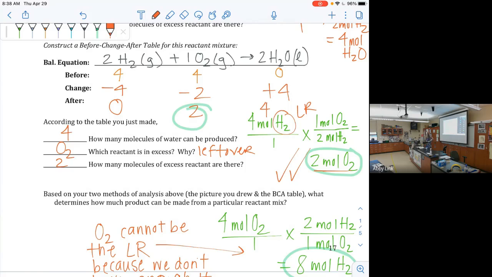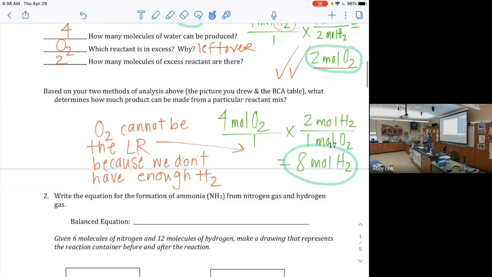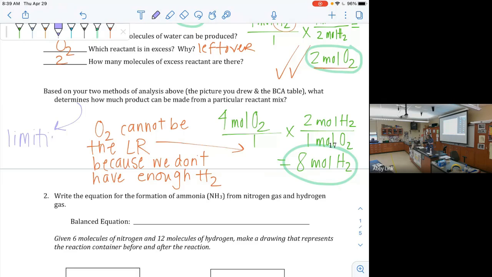Okay? What you might notice is that this matches what we use in our pictures, right? That's great. Pictures are awesome. But, like I said already, we're not going to be able to draw pictures for every problem. Okay? All right, so to answer this question at the very bottom of our first page, based on your 2 methods, the picture you drew and the VCA table, what determines how much product can be made from a particular reactant mix? I've kind of already spoiled the surprise. It is your limiting reactant.